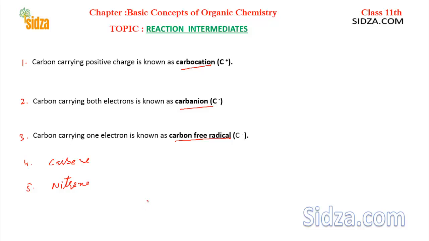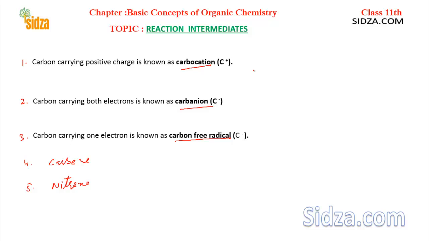So carbocation, carbanion, carbon free radicals are the most important, most common intermediates. Carbenes and nitrenes are also there, right? And how are these intermediates formed? These are formed by different ways, different methods. So we will discuss all these intermediates in detail. We will discuss the carbocation, and we'll take a couple of videos on the carbocation. Similarly, we'll discuss carbanions and the carbon free radicals. So in the next few videos we will discuss these intermediates one by one.